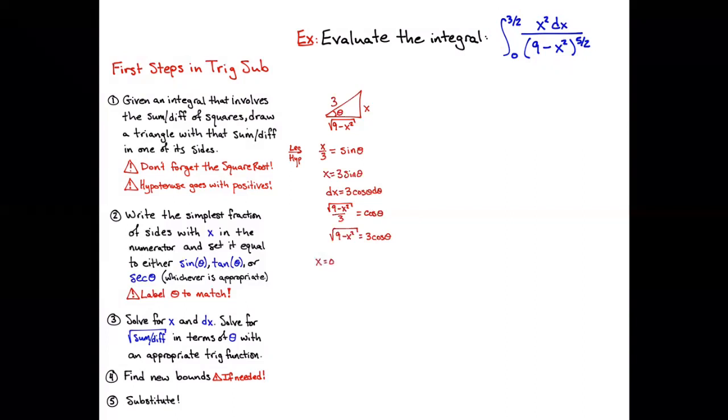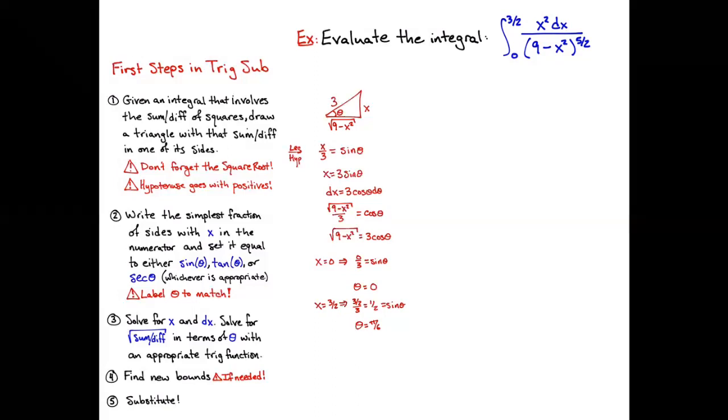x equals 0. We'll go to 0 over 3 equals sine theta, which tells me theta equals arcsine of 0, which is 0. And x equals 3/2. We'll go to 3/2 divided by 3 equals 1/2 equals sine theta. I know that sine theta is 1/2 when theta is pi/6. So now I'm ready to replace everything.